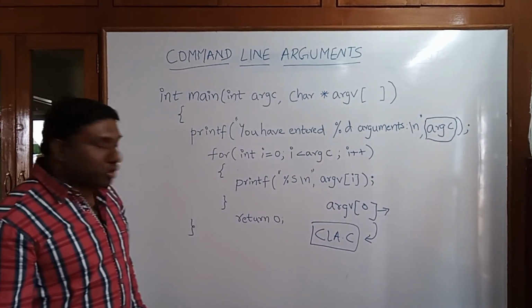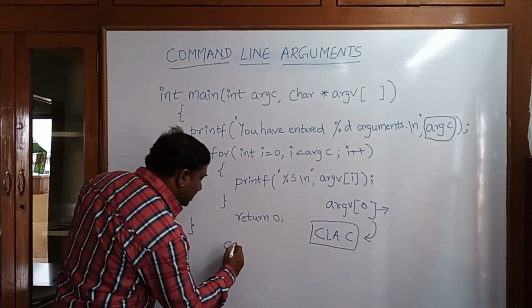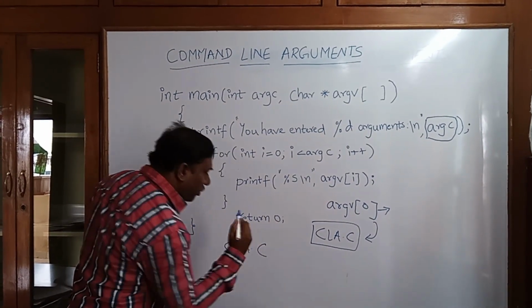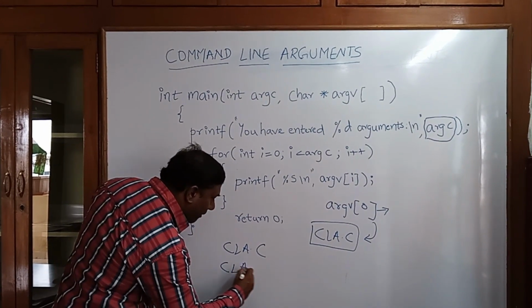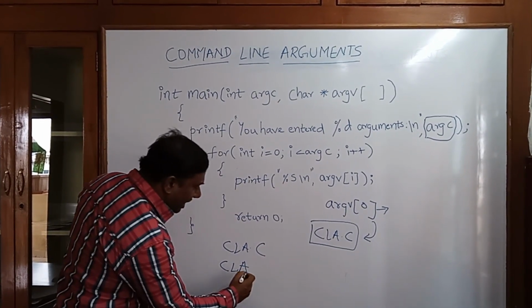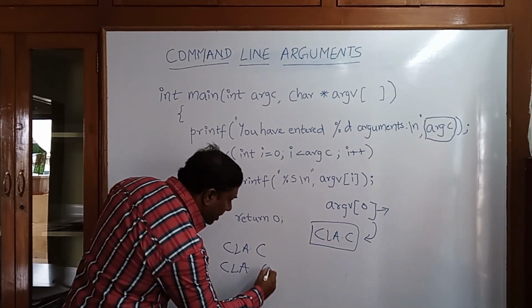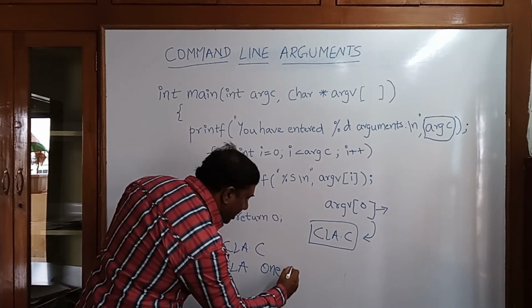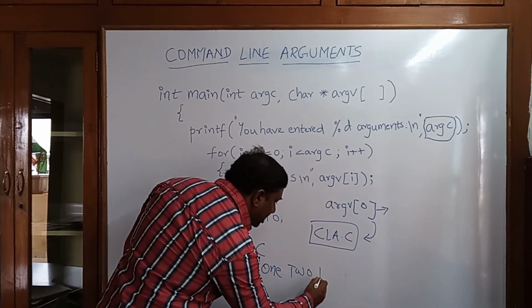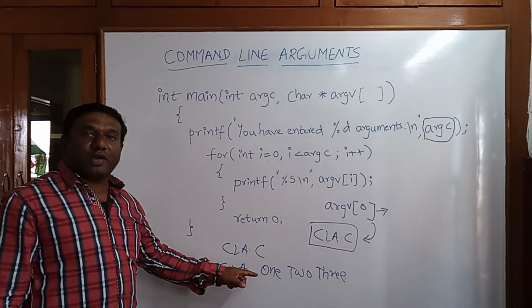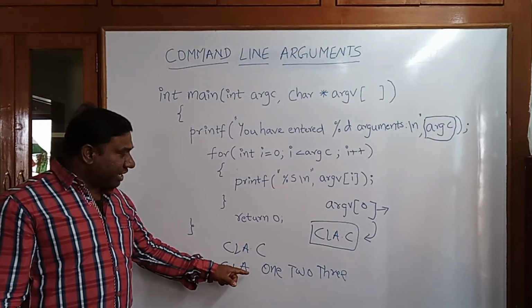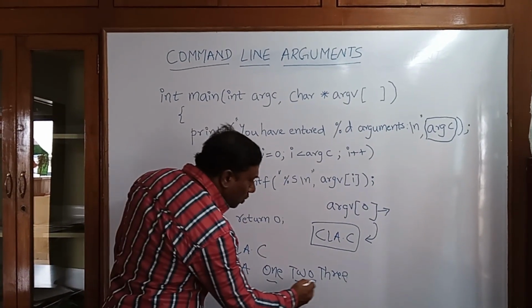Similarly, if you compile this program and after that execute it with command line arguments, something like cla is your program name, and your first command line argument is 1, the next one is 2, and the next one is 3. So these 3 are your command line arguments that are given before your execution.